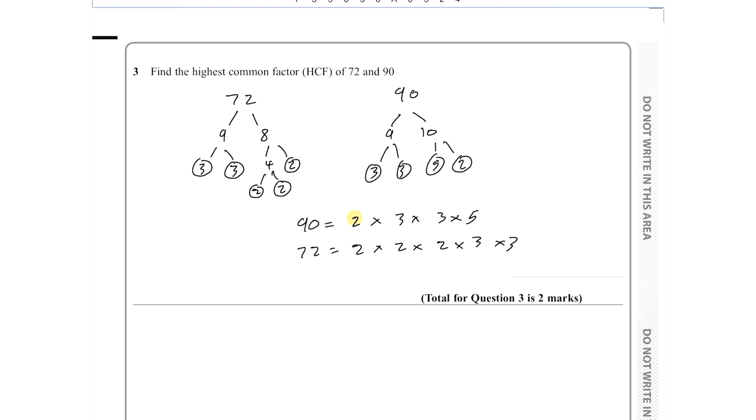I'll just get my highlighter, so these two pair up, these two pair up, and these two pair up. So that leaves me with 2 times 3 times 3. 3 times 3 is 9, 9 times 2 is 18, so that leaves me with 18 there.